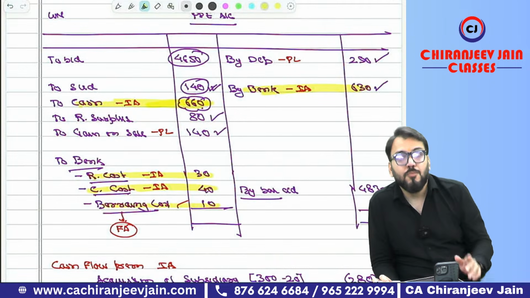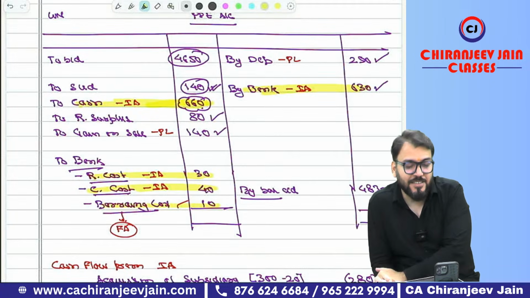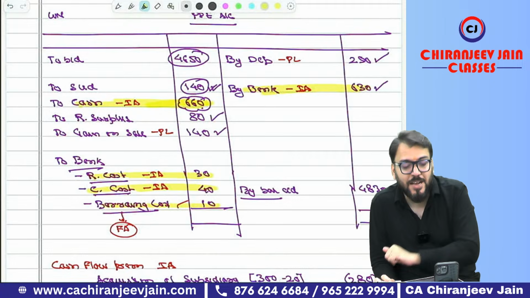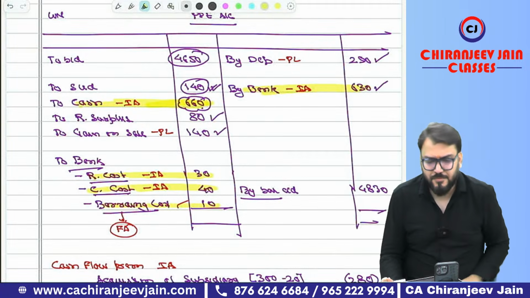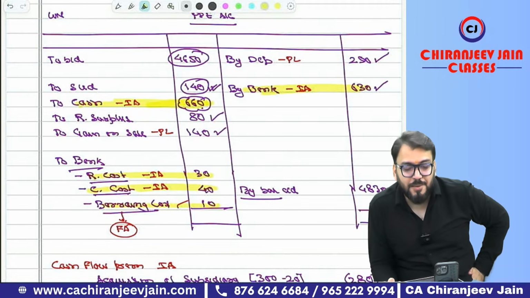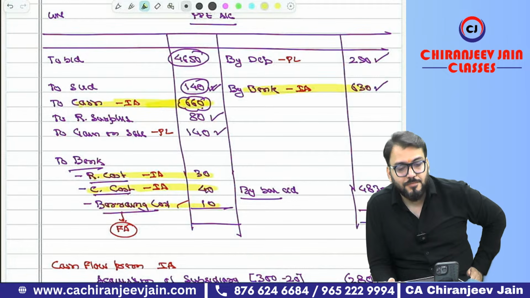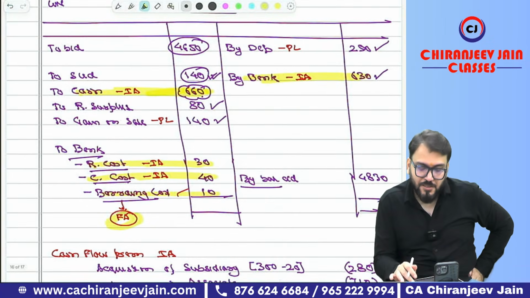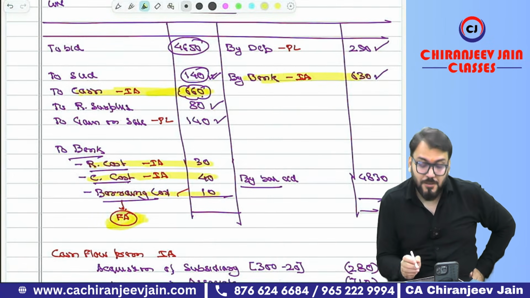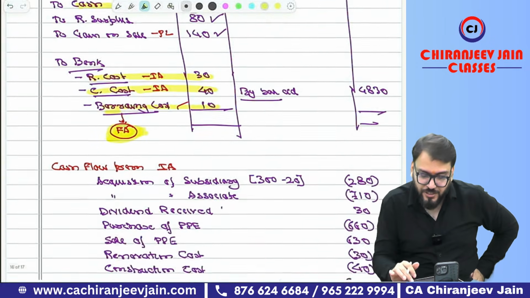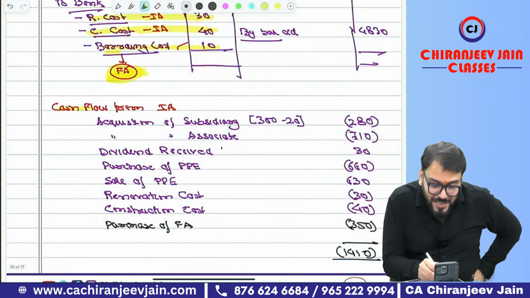Borrowing cost which has been capitalized to PP, will it be investing activity or financing activity? Sir, it is written, sir, financing. Why are you asking? It will be financing activity. Be careful. Borrowing cost, even though capitalized, is related to finance, so it will be financing activity. Understood.